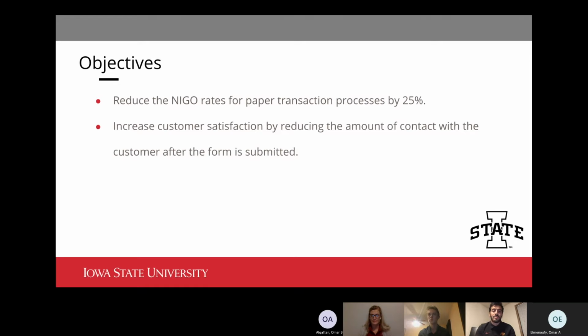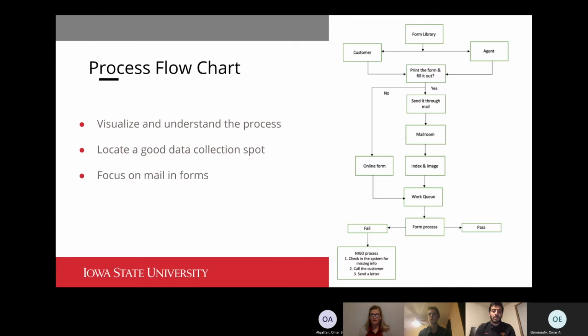Our objectives for this project are to reduce NIGO rates by 25% and increase customer satisfaction. We created a process flowchart that describes American Equity's process when receiving the NIGO forms to understand how the process works, what steps it consists of. After that, we decided to collect data at the work queue, which would give us the best view of the actual NIGO rates. And last, our main focus is only on mail-in forms.